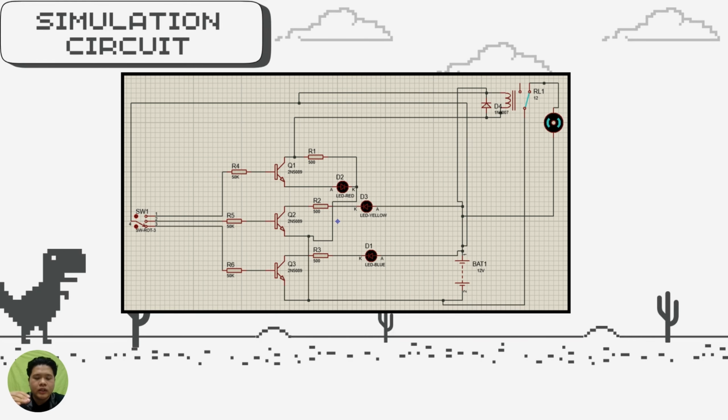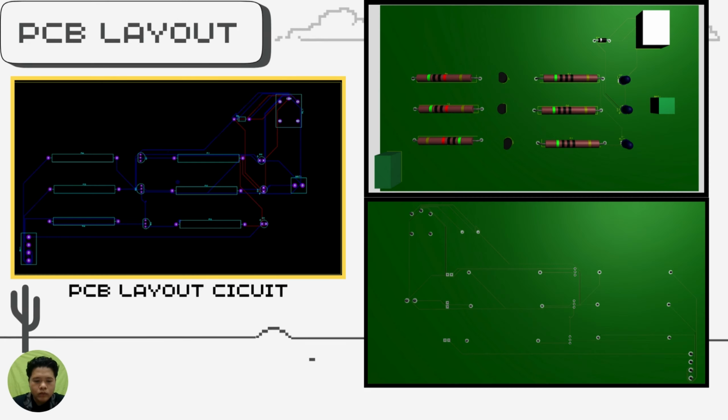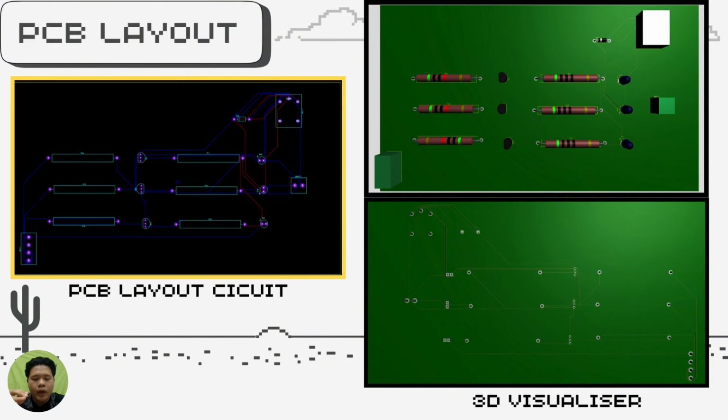Next is the circuit that we use for this system. This circuit we run in Proteus. After that, we have a PCB layout. The PCB at the left is the circuit for the PCB layout, and the right is the 3D visualizer. In the 3D view we can see the PCB as it would be physically. We have six resistors, three transistors, three LEDs, a diode, relay, valve, and a switch.